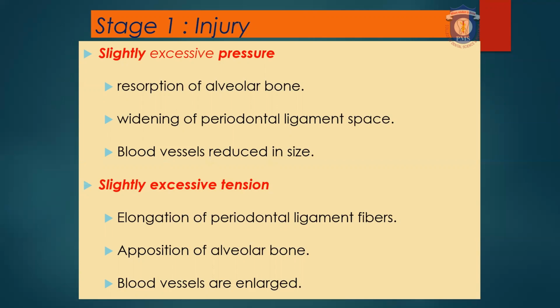These are the changes happening on the pressure side if there is slightly excessive pressure. There will be resorption of the alveolar bone, widening of the periodontal ligament space, and the blood vessels will be reduced in size. On the tension side, if there is slightly excessive tension, the changes are elongation of the periodontal ligament fibers, apposition of the alveolar bone, and the blood vessels are enlarged. These are the changes happening on areas of pressure and areas of tension.